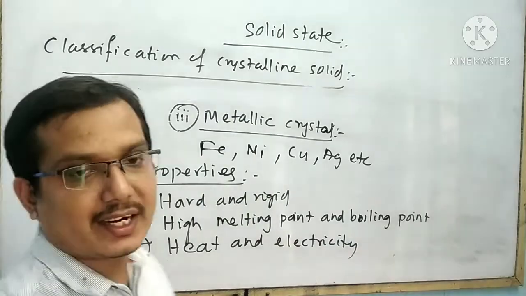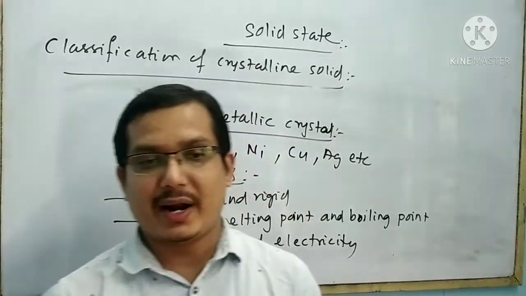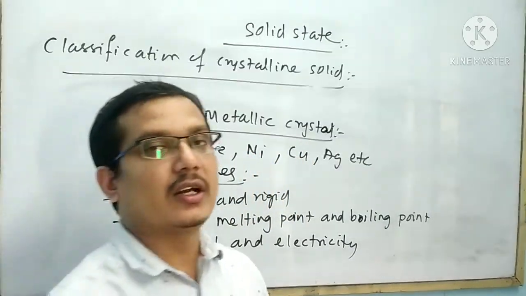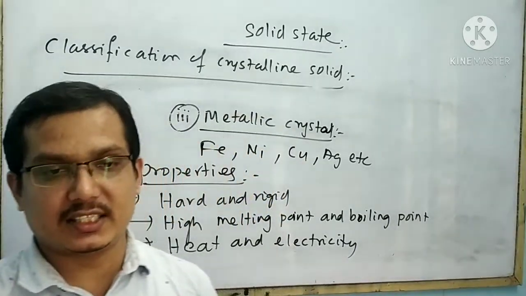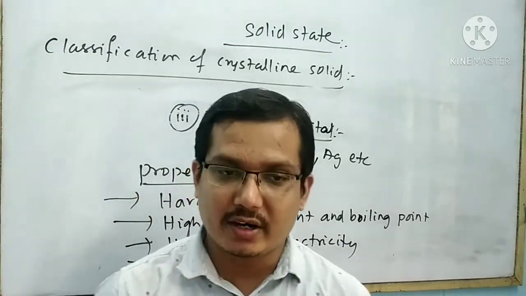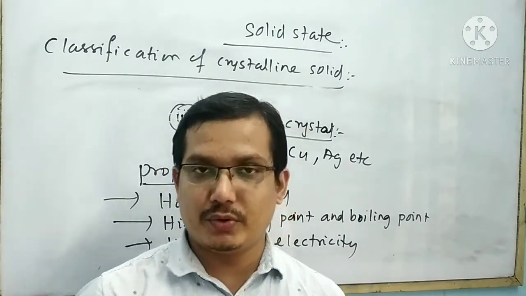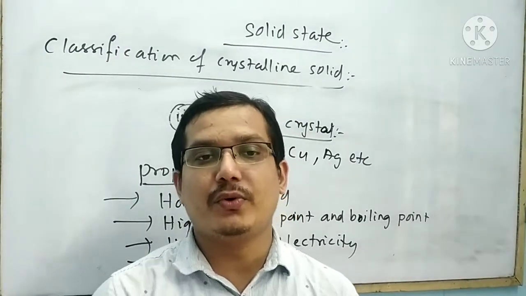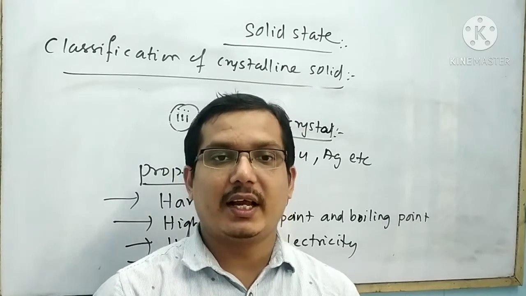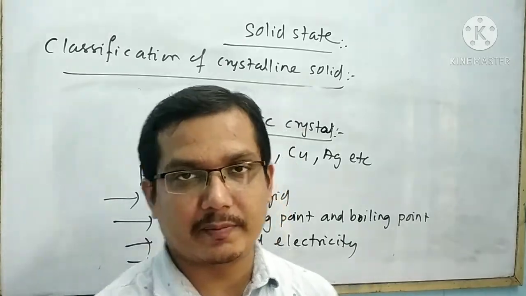Next point is metallic crystals have a bright metallic luster. Next point is metallic crystals are malleable and ductile. Metallic crystals have moderate heat of fusion. These are some few points regarding the metallic crystal.